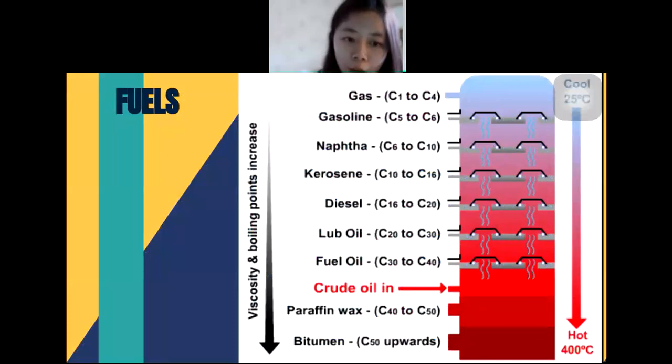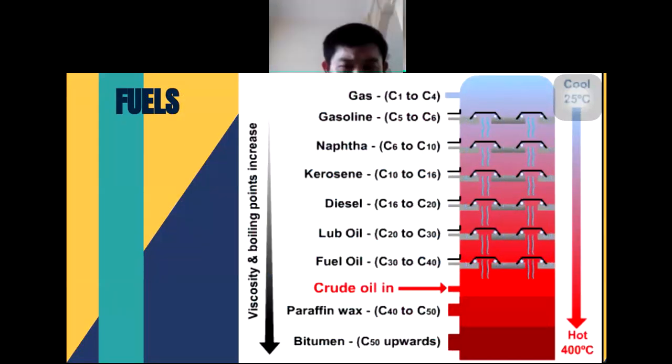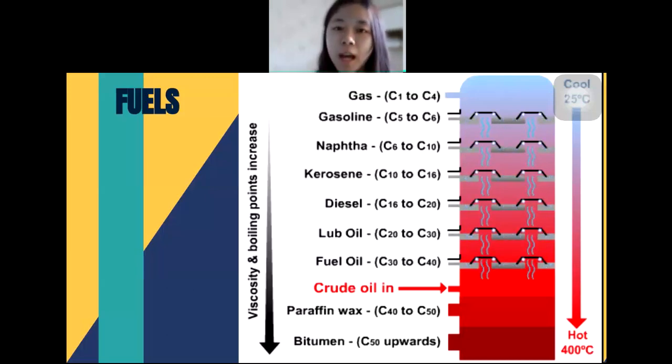In case you want to know how cracking works or how halogenation occurs, you can ask me later at the end of the presentation. Fuels are an example of thermal cracking. The hydrocarbons in crude oil are heated at high temperatures to break the molecular bonds, breaking down long-chained, higher boiling hydrocarbons into shorter-chained, lower boiling hydrocarbons.